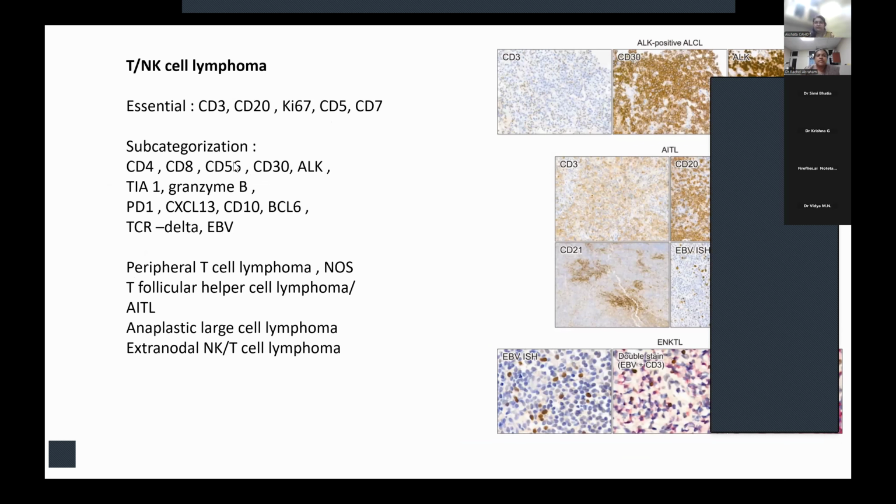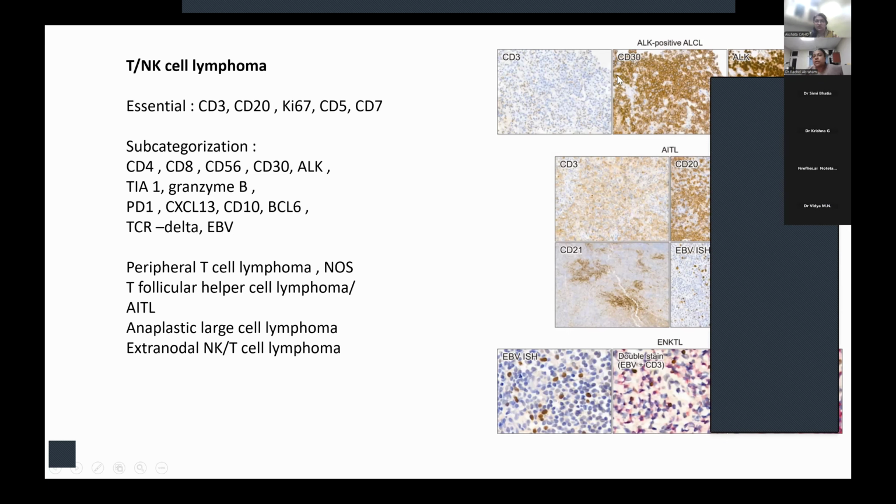So subcategorization markers include aberrant expression of CD4, CD8, CD56, CD30, ALK, demonstration of cytotoxic proteins like TIA and granzyme B, T follicular helper cell markers like PD1, CD10, and BCL6, clonality markers like TCR delta and also EBV.